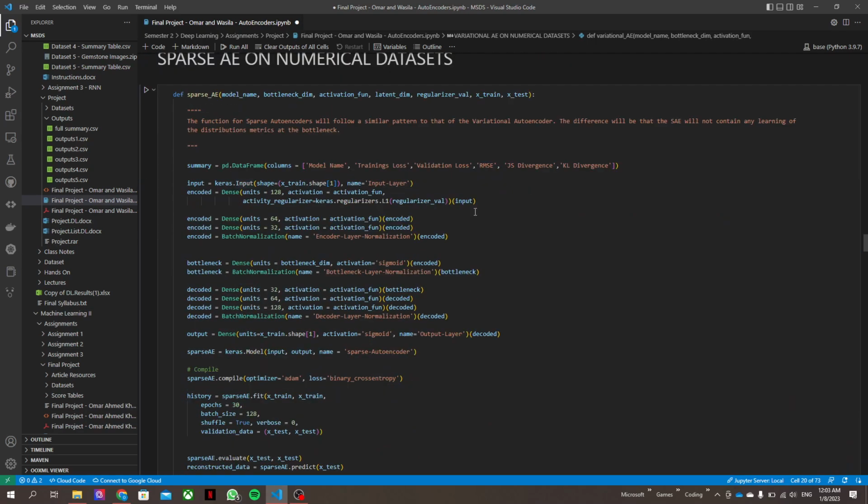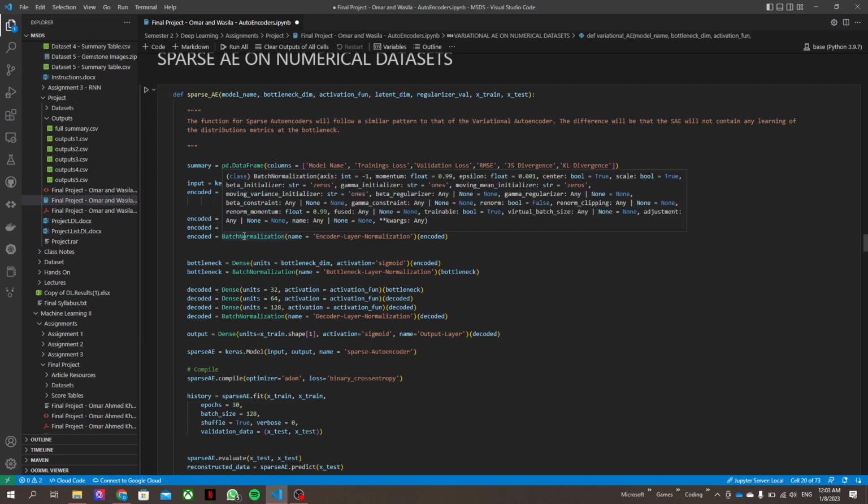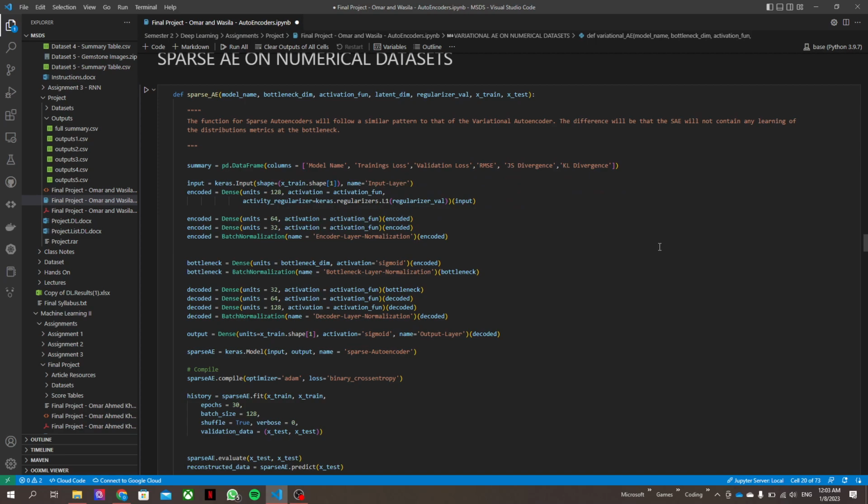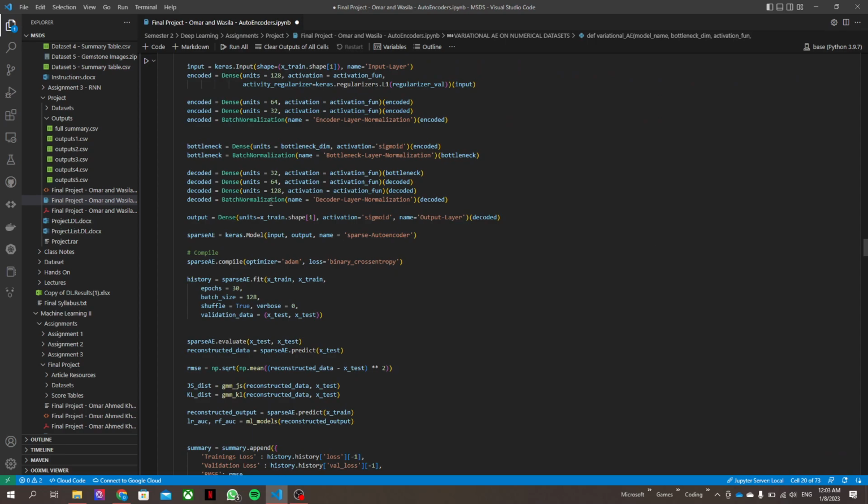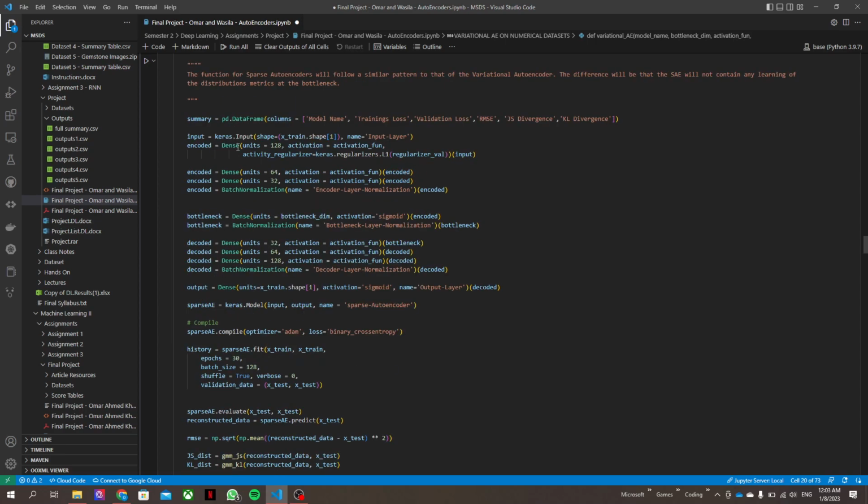We move on to the sparse autoencoder, which is made very similar to the first one, but in this case, the difference will be that the sparse autoencoder will not contain any learning distribution at the bottleneck, and it's going to get the data, pass it on as usual. But in this case, the one other difference that we've had is that the first encoded layer would have the regularizer of L1. So L1 is used over here so that it can be used for feature elimination. So any feature that might not be considered relevant might be brought to zero.